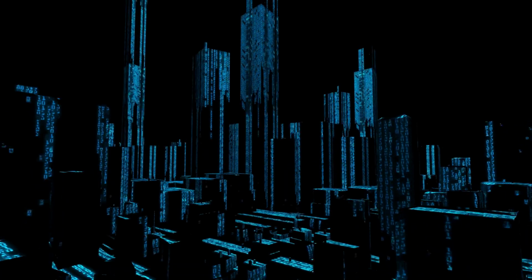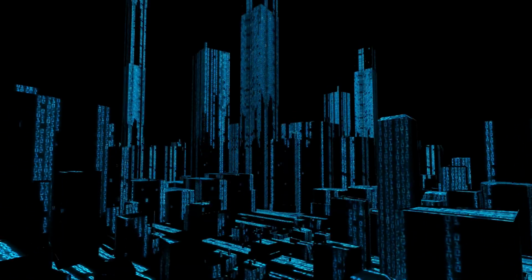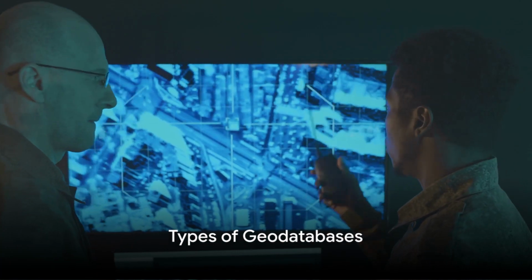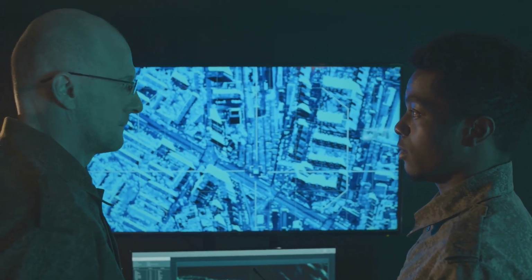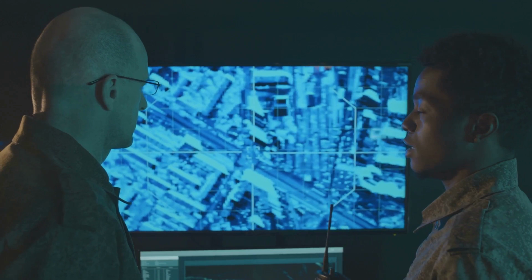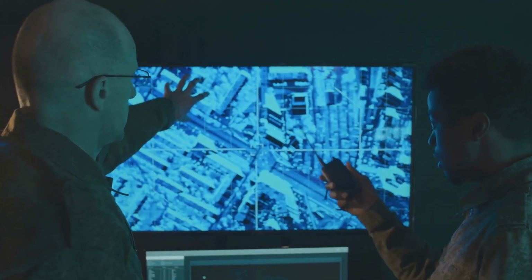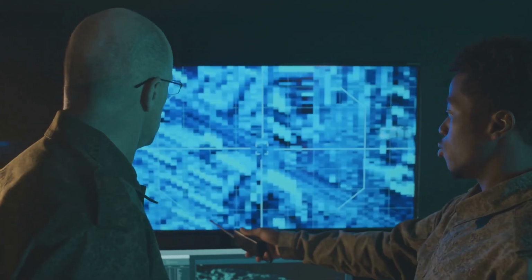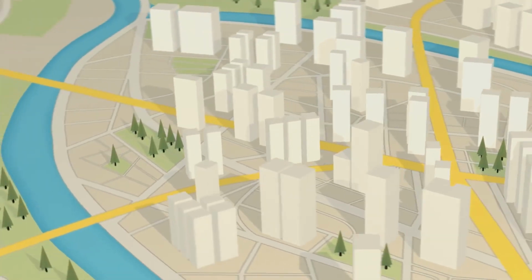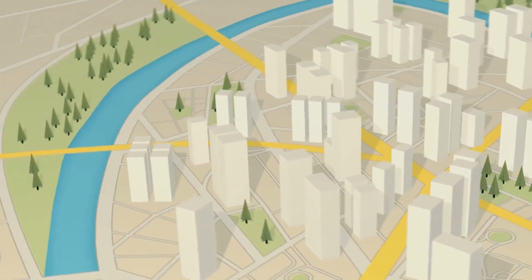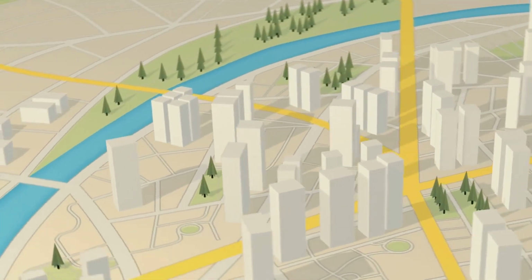in a relational database management system or as a collection of files in a file system. There are two main types of geodatabases: file geodatabases and personal geodatabases. They're like siblings with different personalities, each with their own strengths and weaknesses. First, let's meet the elder sibling, file geodatabases. These are stored as folders in a file system, with each dataset held as a file.